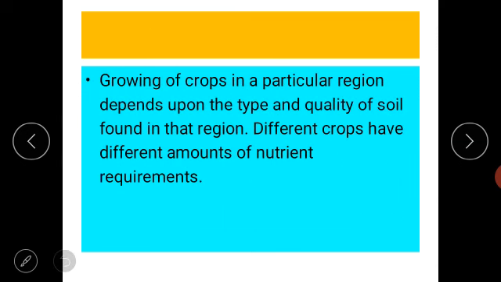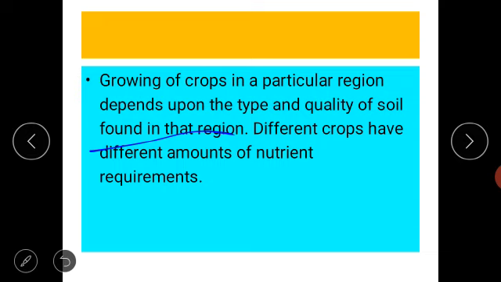Growing of crops in a particular region depends upon the type and quality of soil found in that region. Different crops have different amounts of nutrient requirements. So growing of crops is dependent on the particular region. The type and quality of the soil found in that region also influences the type of crop that will grow in such an area.